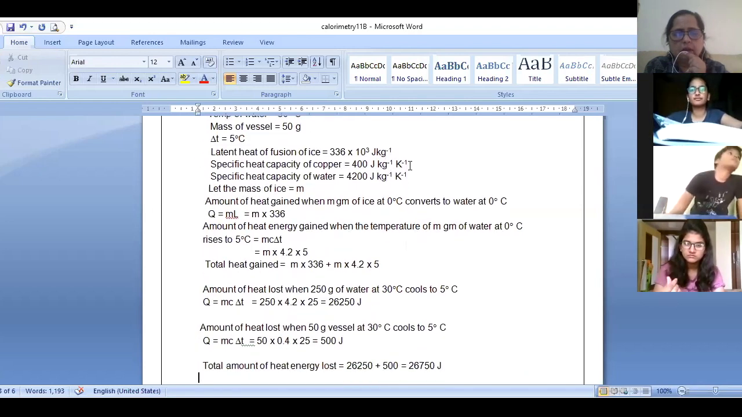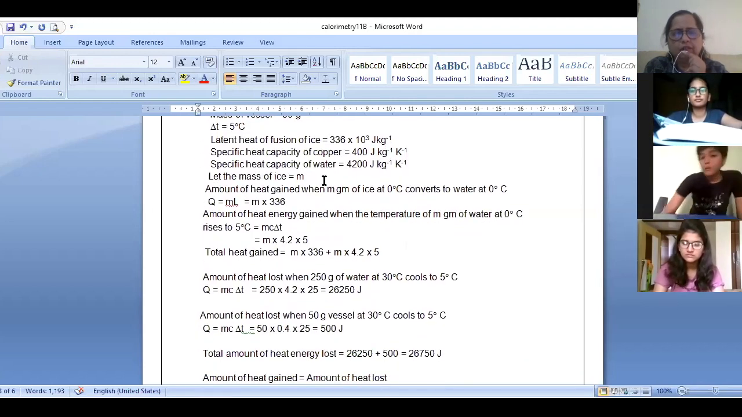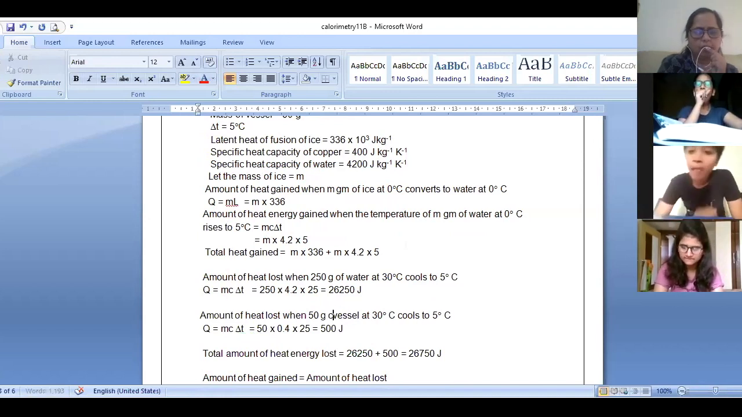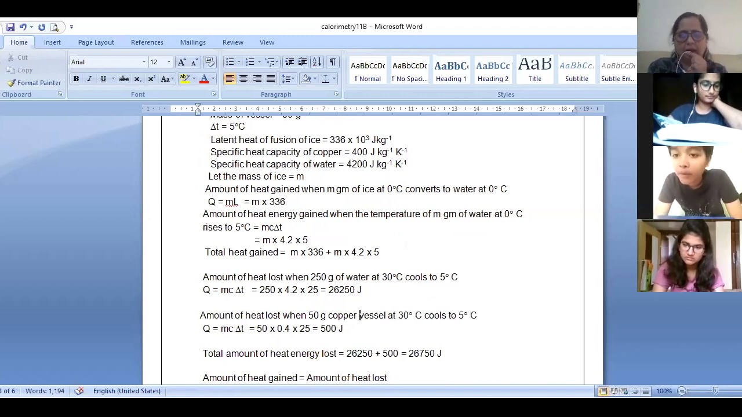Okay. So the next thing, amount of heat lost, when 50 grams. See, the mass of the vessel is 50 gram. This vessel is made up of copper. So let me add copper. Ma'am, so we have to calculate for water as well as copper. Yeah, just because the copper specific heat is given. So 50 gram copper vessel at 30 degrees Celsius comes down to 5 degrees Celsius.